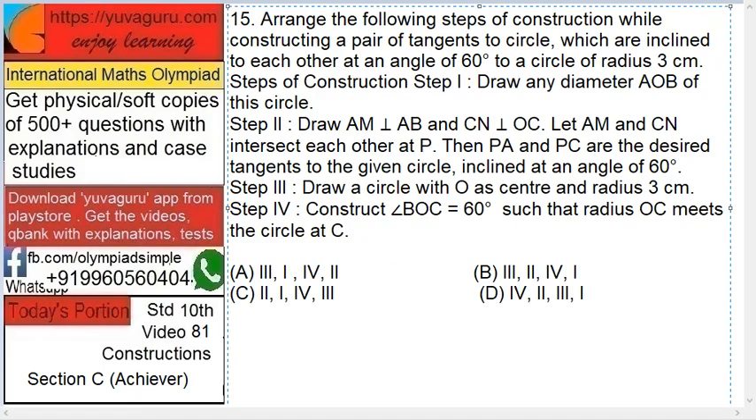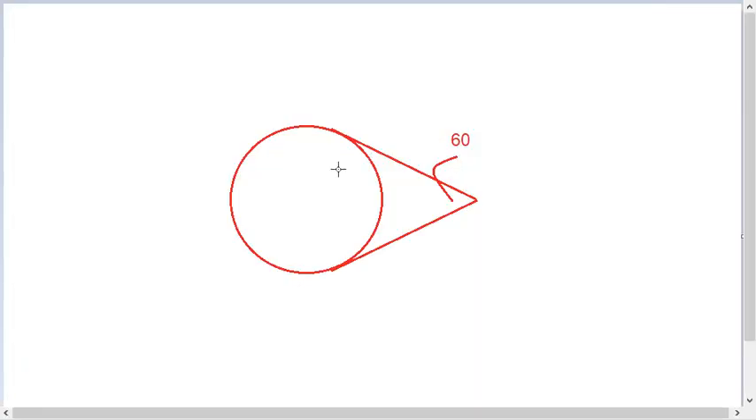Next, arrange the following steps of construction while constructing a pair of tangents to a circle which are inclined to each other at an angle of 60 degrees, to the circle of radius 3 centimeters. So what do we have to do? See, there is a circle of 3 centimeters. We have to take some point outside and draw tangents so that the angle between the two tangents is 60 degrees. That's our target. So first we draw the circle, then what? Take some point outside, right?